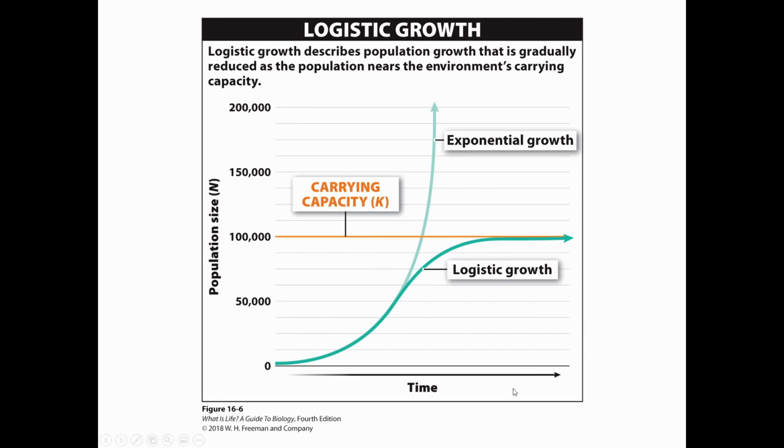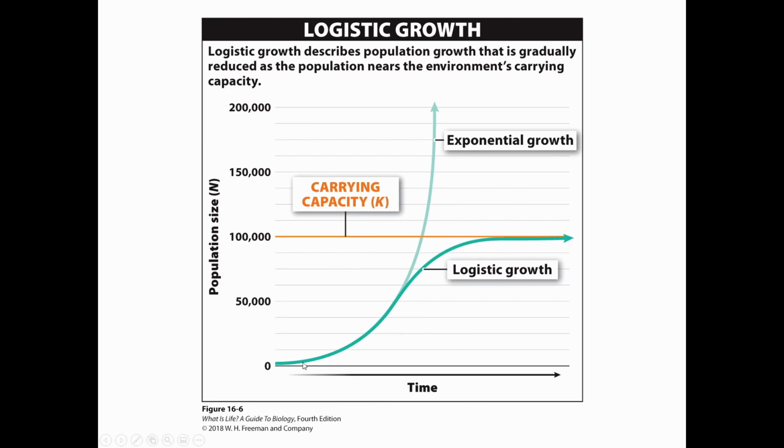And so here we see the exponential growth in this kind of pale teal, and then the logistic growth. And so we see that the exponential growth, this is what would happen if the resources were truly unlimited. But we know that that's not the case, that at some point in time, food, shelter, mates, something is going to limit how many individuals can exist in a given location.